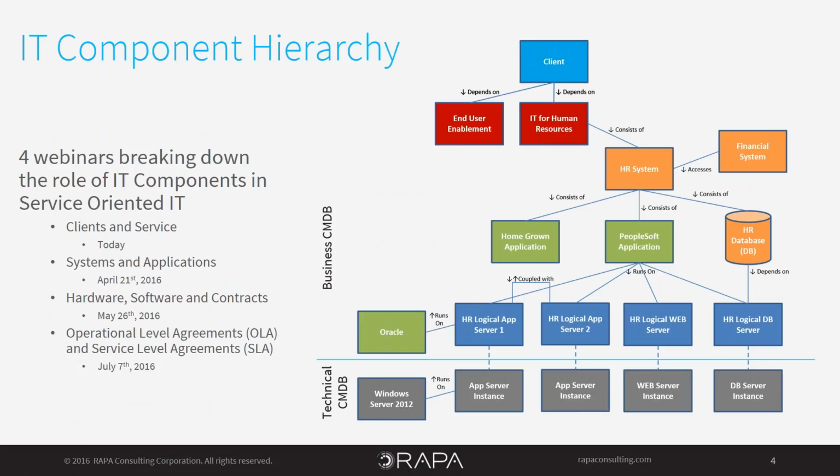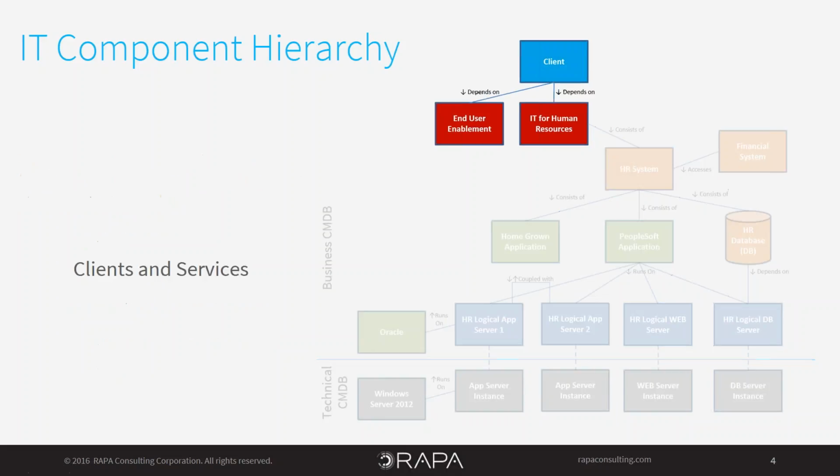So today, clients and services. On April 21st, we'll be talking about systems and applications. On May 26th, we'll be talking about hardware, software, and contracts. And then on July 7th, the operational and service level agreements that apply to the entire hierarchy and how we ensure that our clients are getting the services that they expect and at the level of quality that they are anticipating. Today, though, we'll be focusing on clients and services.